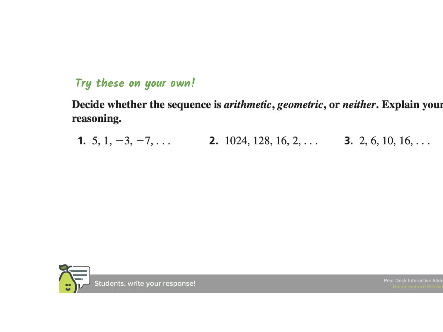Take a second and really pause this video and determine whether these 3 sequences are arithmetic, geometric, or neither. In number 1, you can see that we're subtracting by 4, and so that would tell us that this is arithmetic. Number 2, maybe it's very difficult to see from 1024 to 128, but it's easier to see from 16 to 2 that we'd be dividing by 8. And if you test it back from 1024 to 128, you do find that that is true. So this is geometric.